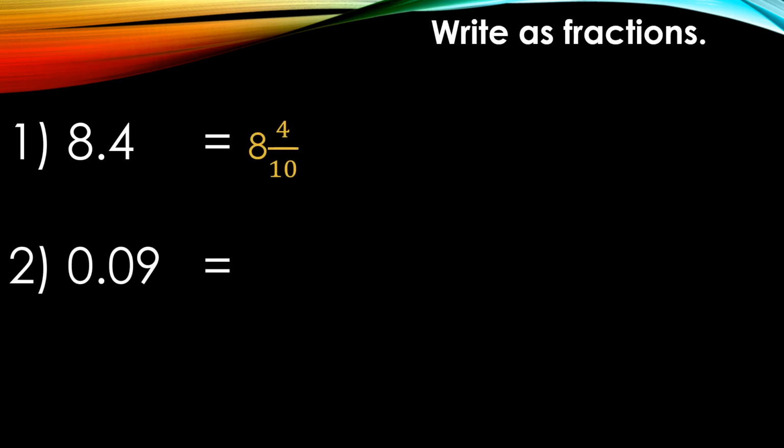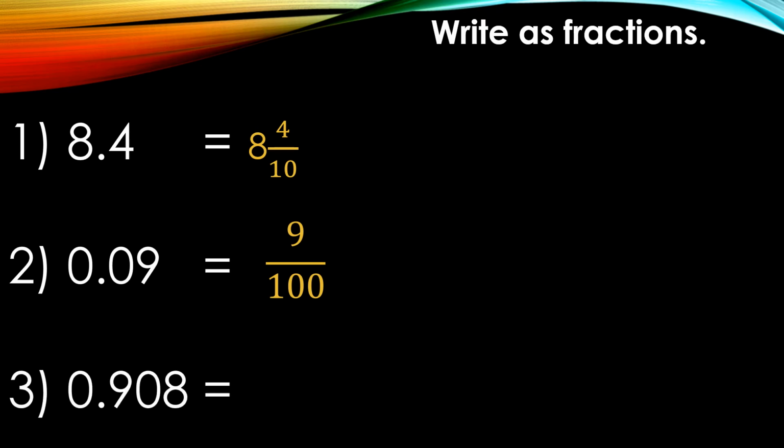Question number 2. 0.09. See, in this question, whole number is 0. 0 means nothing. And 0.09 means 9 upon 100. So the answer is 9 upon 100. Question number 3. 0.908. Again, see, the whole number part is 0. So the answer is 908 upon thousands.